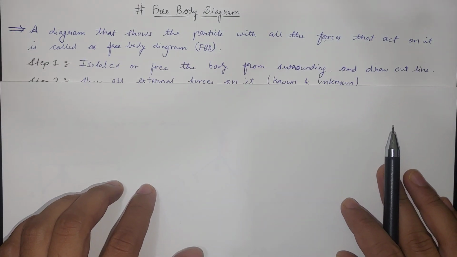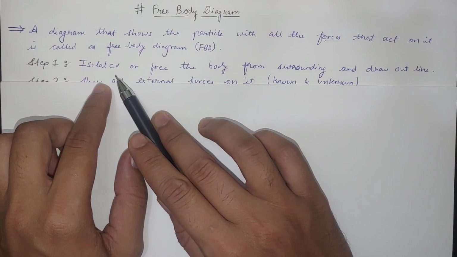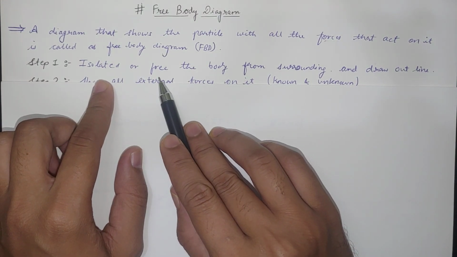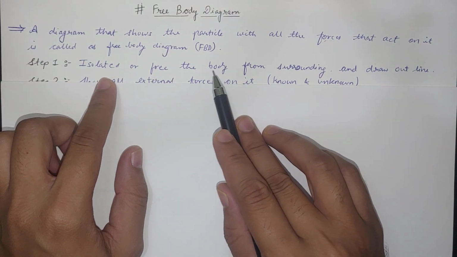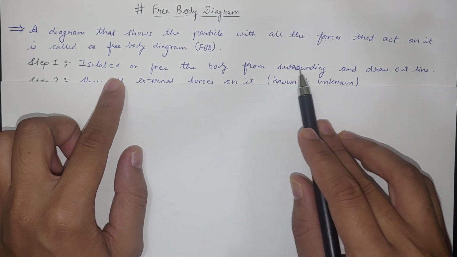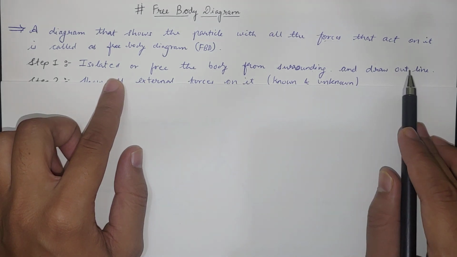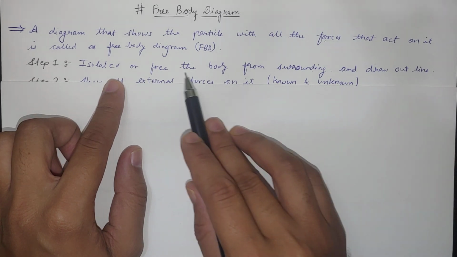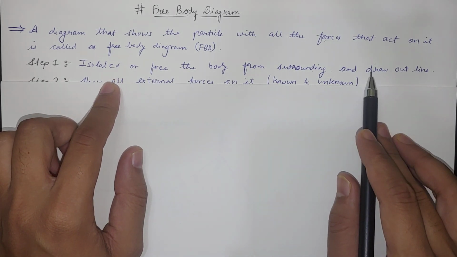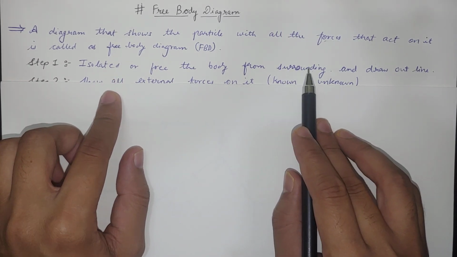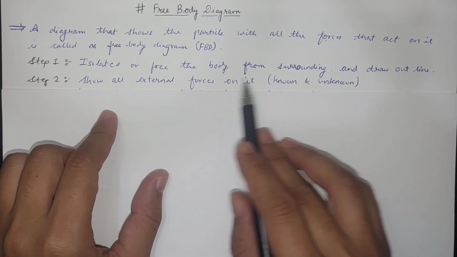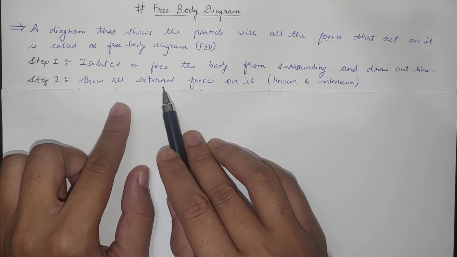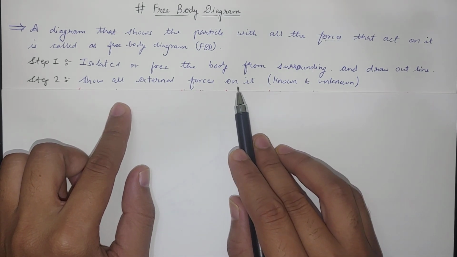The first step to draw a free body diagram is we have to make the body isolated or free. We have to isolate the body, or free the body, from the surroundings and draw the outline of that body. If we have to analyze the body, we have to draw a diagram of that body which is isolated from the surroundings.